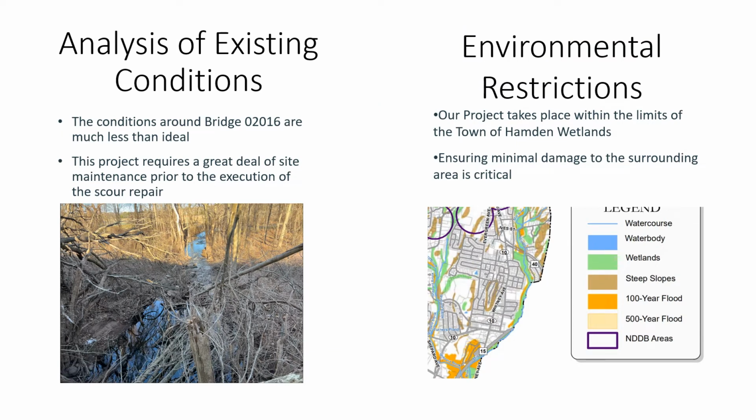The site is currently in no condition for the beginning of construction. There are many downed trees and overgrowth of shrubbery throughout the site due to lack of cleaning in the past few years. To get the site ready to repair the scour, a great deal of maintenance and debris removal must be performed. Our project also falls within the limits of the town of Hamden's wetlands. Because of this, when clearing the debris around the site and during construction, we must ensure that minimal damage is done to the trees and native species in the surrounding area.